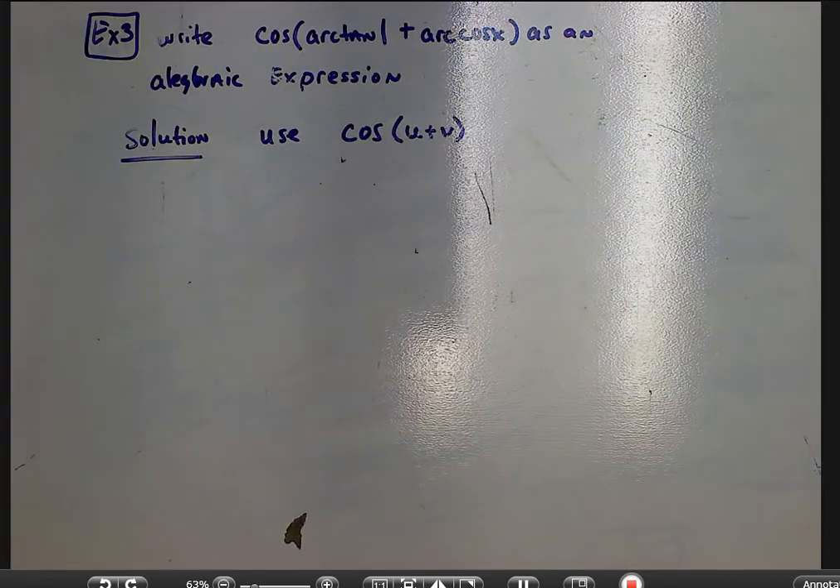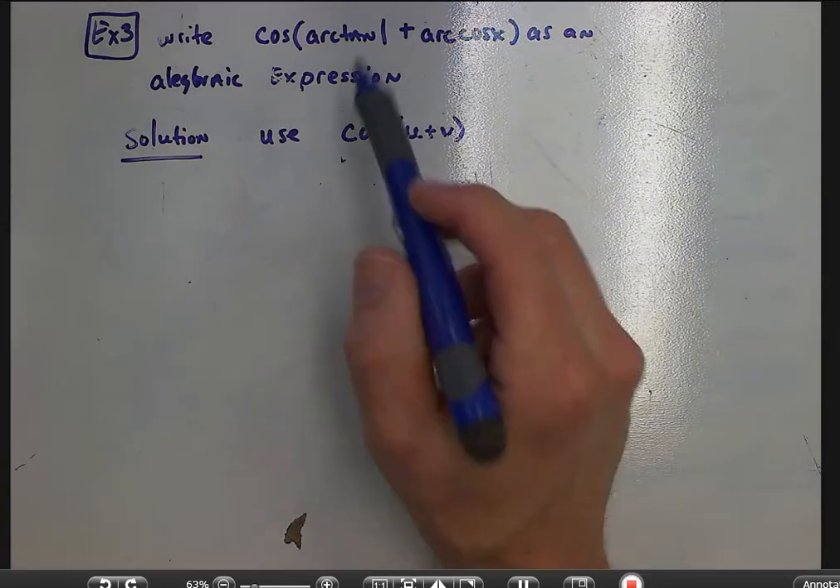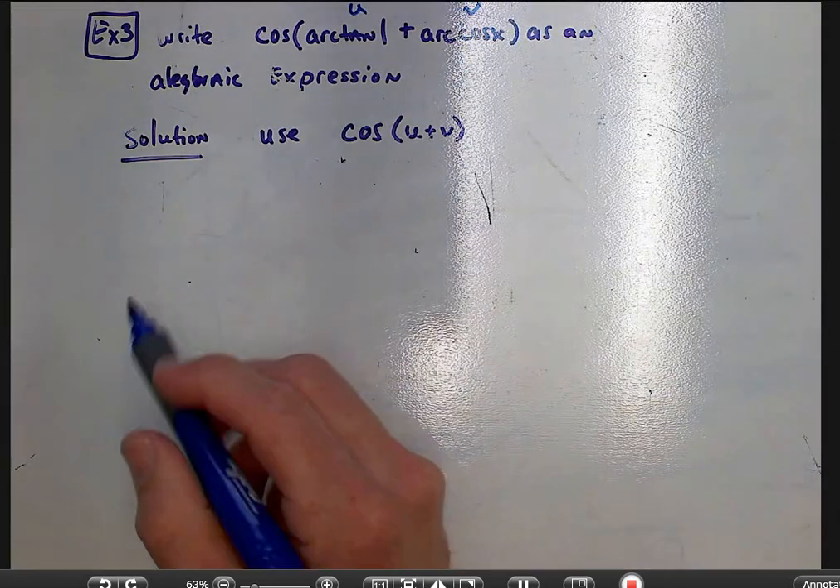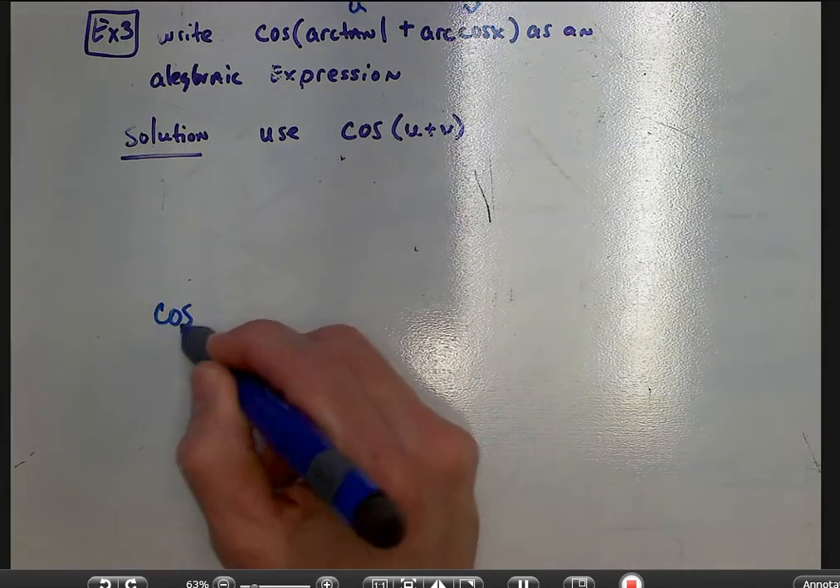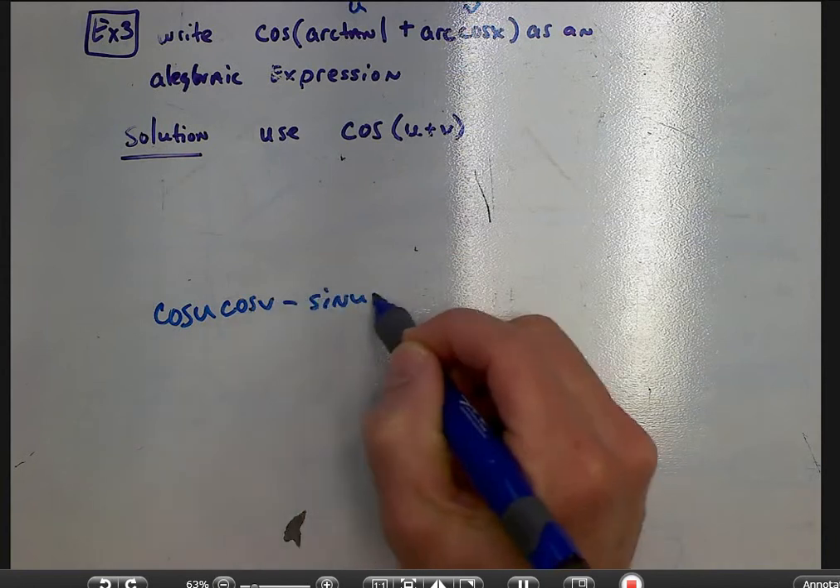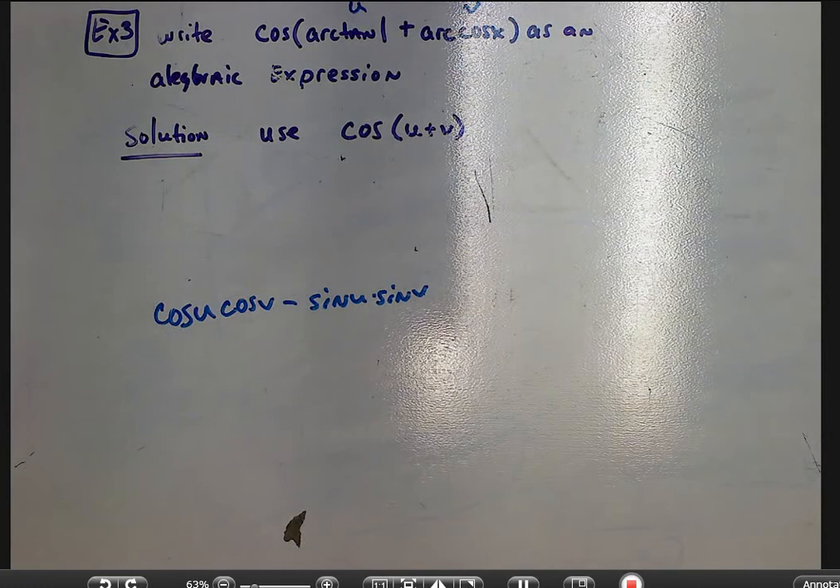Example 3 here. Write the cosine of the arctangent of 1 plus the arccosine of x as an algebraic expression. Alright, so we'll call this u, we'll call this v, the cosine of u plus v. Well, the cosine of u plus v is the cosine of u times the cosine of v minus the sine of u times the sine of v. And we don't have any of those things to start out with already. None whatsoever. Okay?